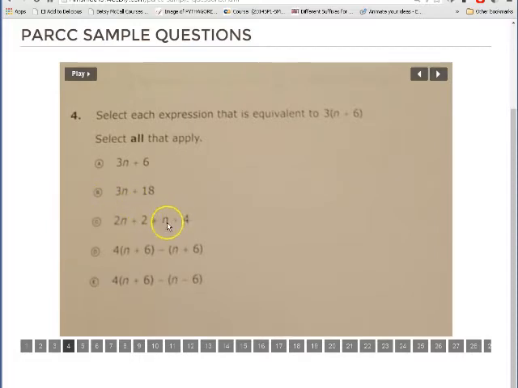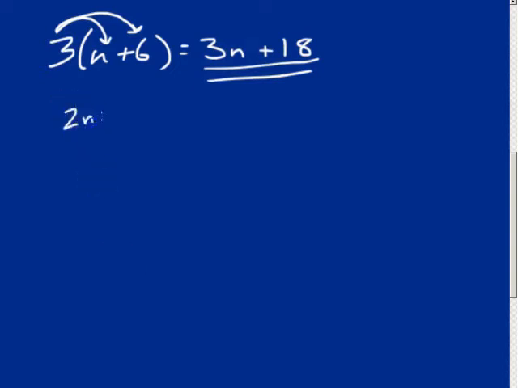2n plus 2 plus n plus 4. Okay, now remember, you can group together these single numbers here, and you can group together any number that has the same variable attached to it. So this has a coefficient of 2 and an n. This has a coefficient of 1 and an n. So 2n plus 1n equals 3n.